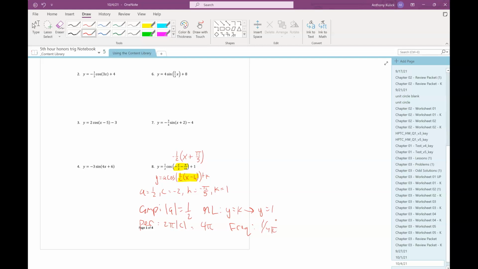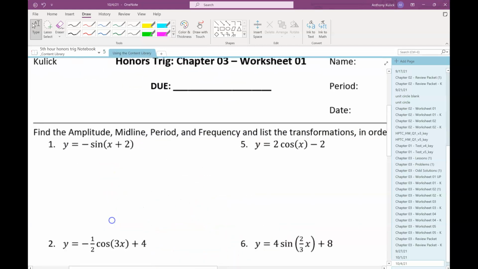Yeah, Evan? You just do number 1 on that worksheet. Yeah, so it's the same thing as number 8, like what we just did. So the a is negative 1, the c is 1, the h is negative 2, and the k is 0.